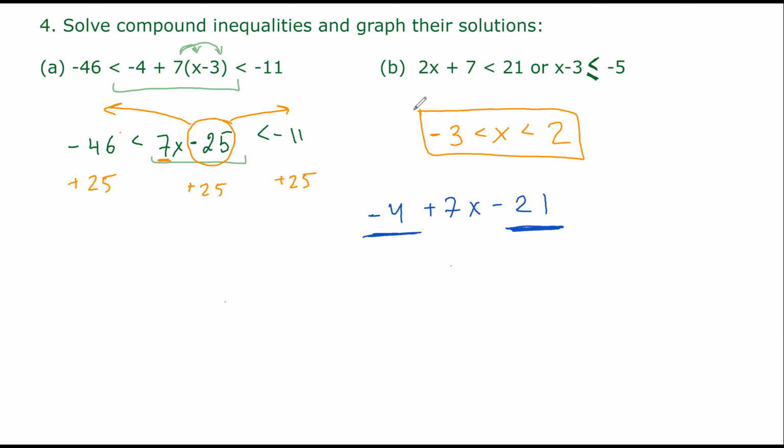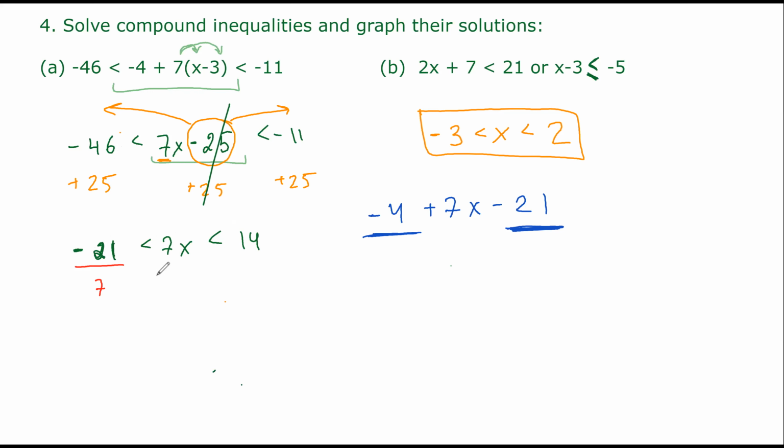Okay, so let me go ahead and add them up. So -46 plus +25, since they have different signs, I'm subtracting. 46 minus 25 will be 21. And the negative I keep because 46 is greater than 25. Now, less than 7x, because these two are gone. And then here, -11 plus 25 will be 14.